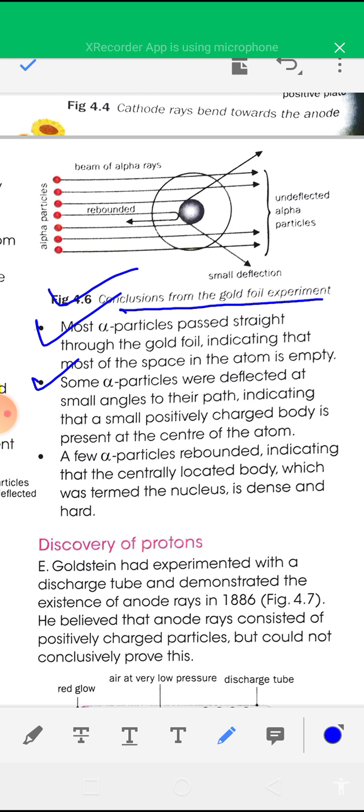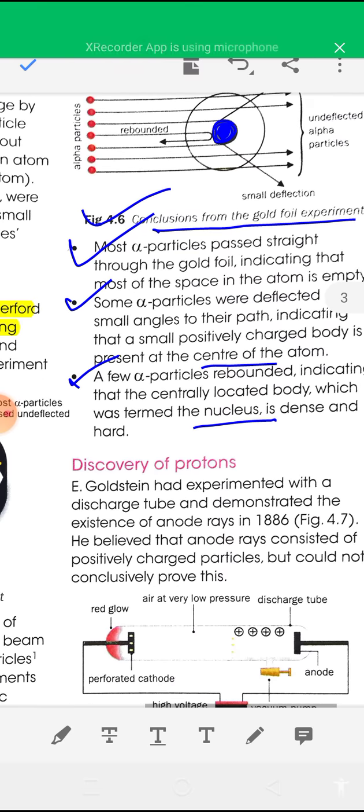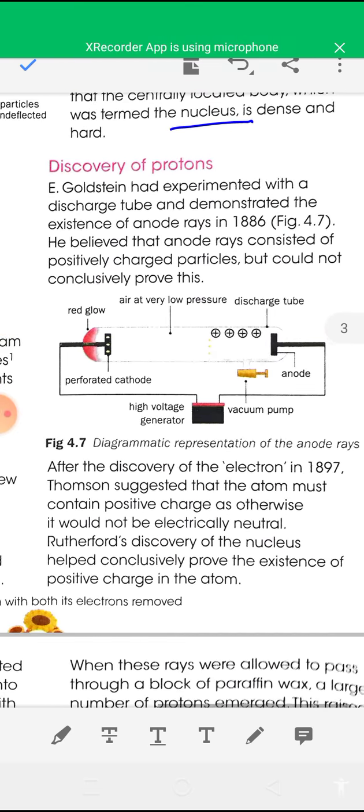Some alpha particles are deflected at a small angle to their path, indicating that a small positively charged body is present at the center of the atom, and a few alpha particles rebounded, indicating that this centrally located body, which was termed the nucleus, is dense and hard. So the center of an atom, known as the nucleus, was discovered by Rutherford using the Rutherford alpha particle experiment.